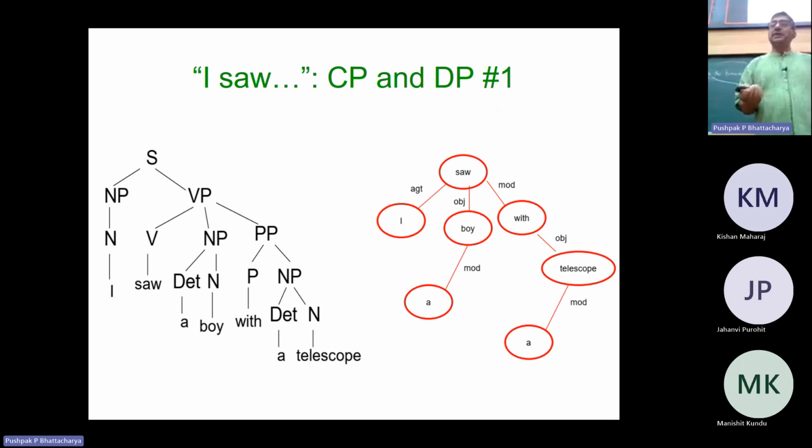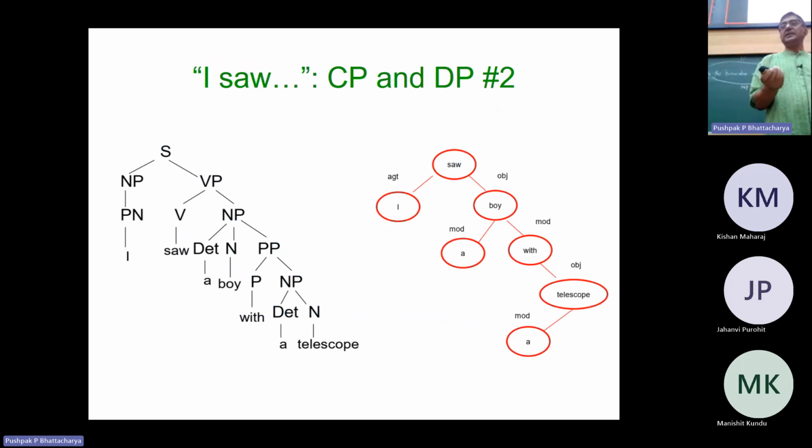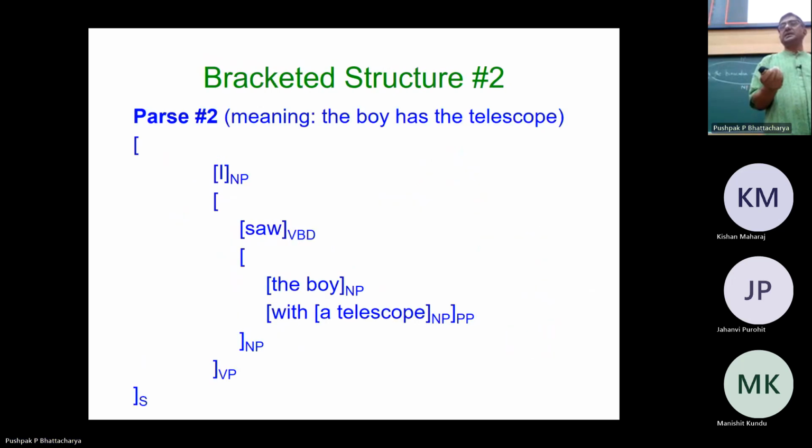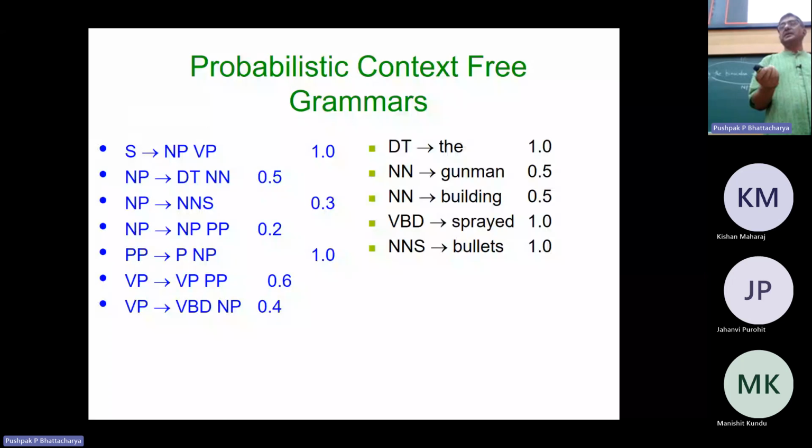Okay, so we need data for all this. Probabilistic parsing, machine learning based parsing, we need data. But before that, let us do something more. Let's talk about the domination a little bit more.